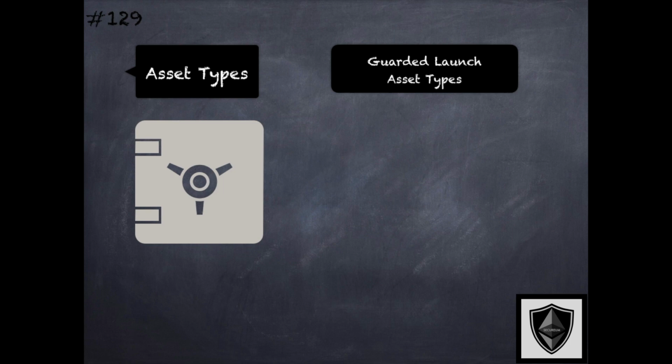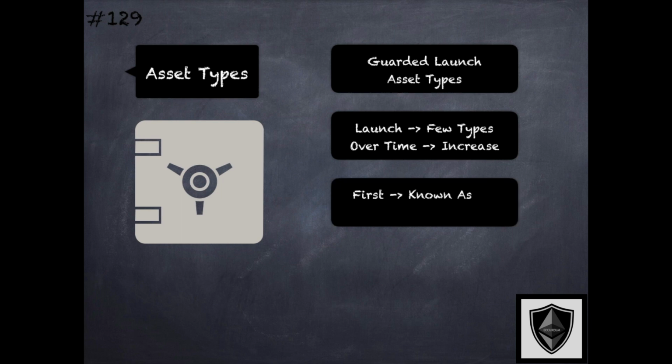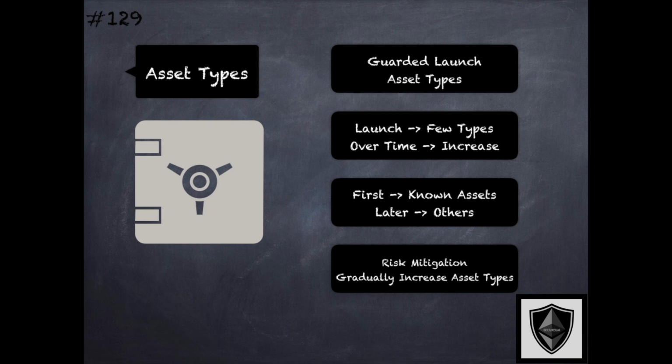So from a guarded launch perspective, the idea is to launch with fewer asset types that are supported initially by the application, and over time increase this in a certain manner. And one way to do that is to first allow the use of known assets, or assets, like we said, are widely used or known and generally accepted as being safe by the community. And then later on, as the project matures, as more confidence is gained, other asset types could be allowed within this application. So this again mitigates the risk in a guarded launch approach.